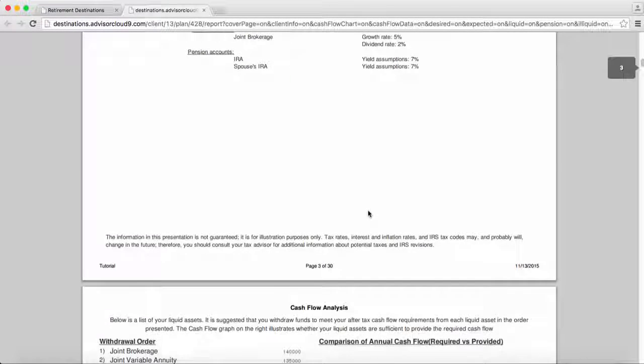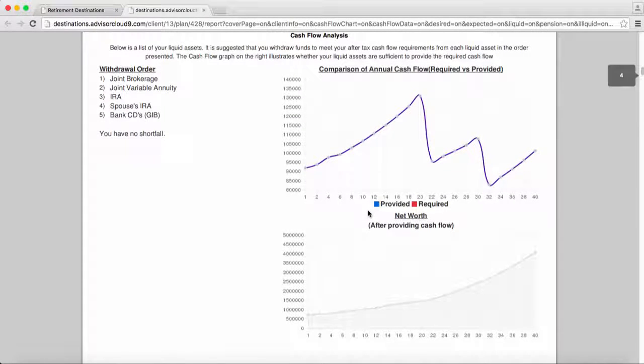Following that is the cash flow analysis in graph form. This will display all of the years in which income needs were met by plotting provided cash flow versus required cash flow. As well, the distribution order of assets is shown to the left. On the next page down, you can see again the cash flow provided versus required in dollar figures. If a shortfall occurs, the amount short will be in the far right column.